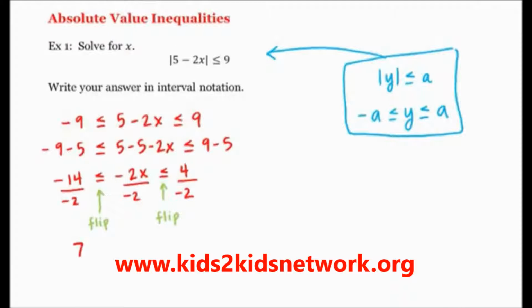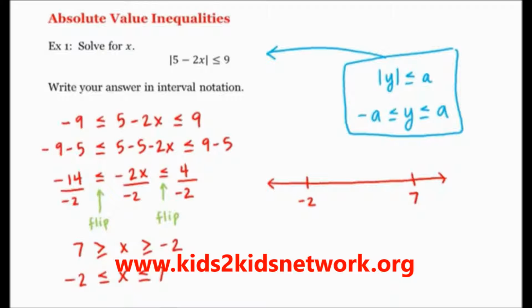Which gives us 7 is greater than or equal to x is greater than or equal to -2, which we usually write in the other direction: -2 is less than or equal to x is less than or equal to 7. Let's look at this on the number line. Let's say this is -2 and this is 7.